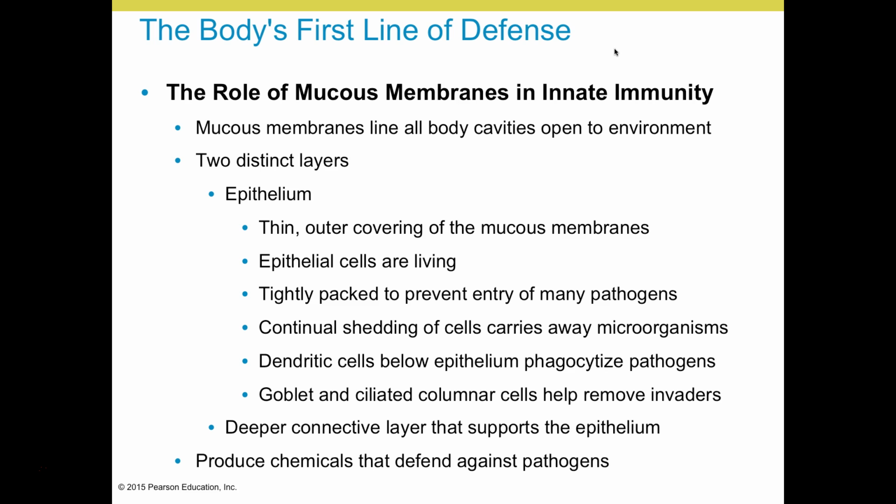What are the mucous membranes? Well, the mucous membranes are the ones that have all the body cavities open to the environment. These are known as your epithelium. And your epithelial tissue are living cells. But most important, they contain goblet and ciliated columnar cells, which help remove the invaders. Below the epithelium, you have the deeper connective layer that also produces chemicals that defend against pathogens.